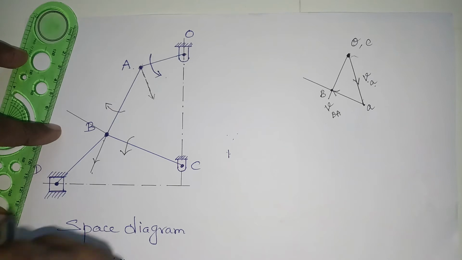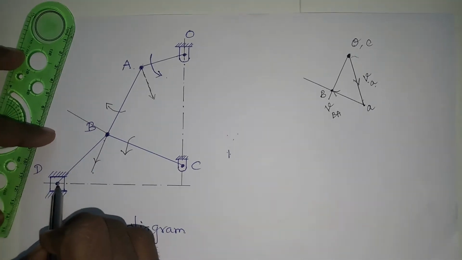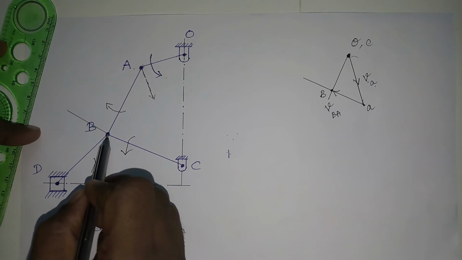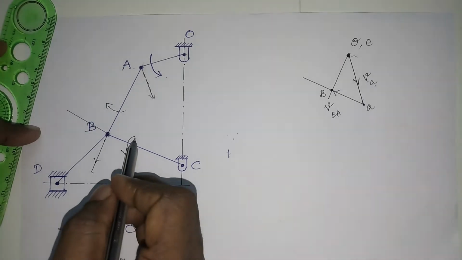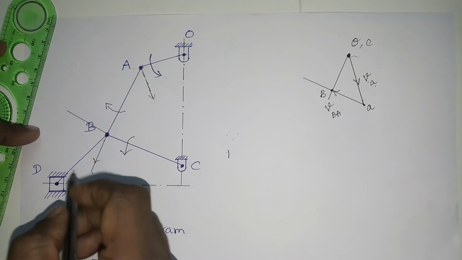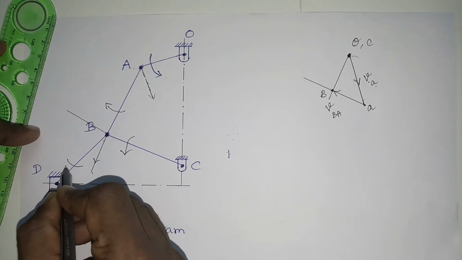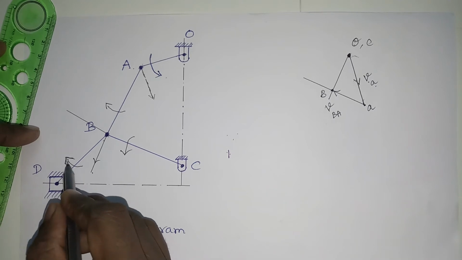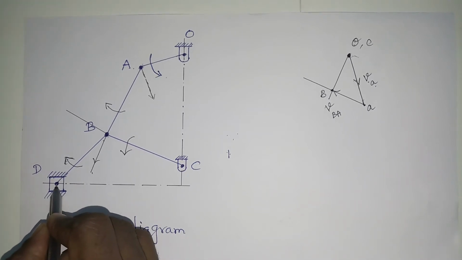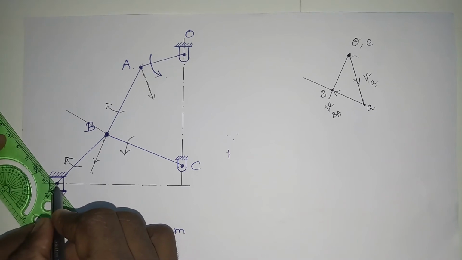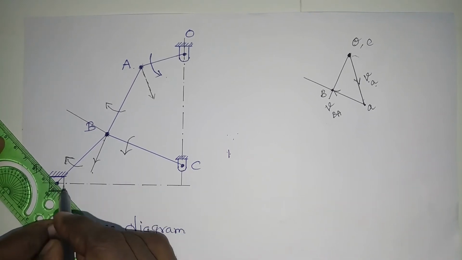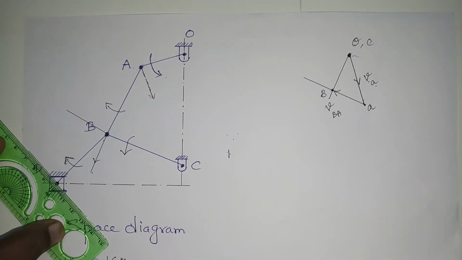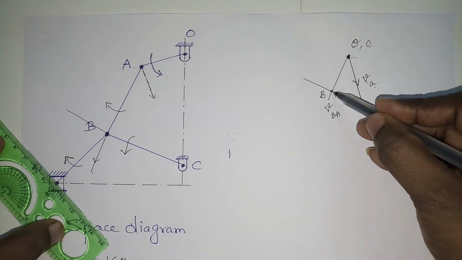So now we have to consider D, velocity of D with respect to point B. Since this is rotating anti-clockwise, this will be rotating in clockwise direction. Since it is rotating in clockwise direction, velocity of D will be acting perpendicular with respect to point B. So this will be acting in this direction. So already we located point B here.